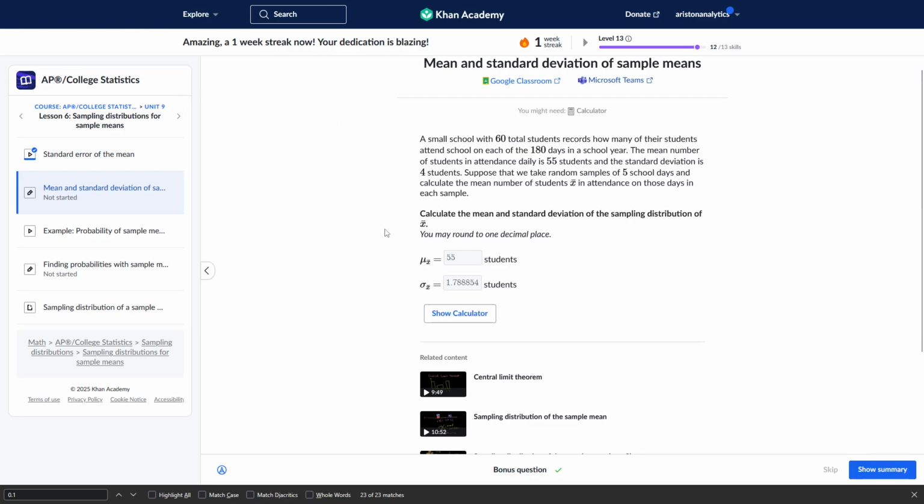Okay, so what were we doing? We were getting the standard deviation of the sampling distribution of the mean. What does the mean? The mean is the average: sample sum over sample size. And we're getting the standard deviation of that.